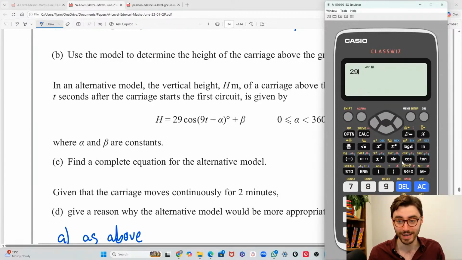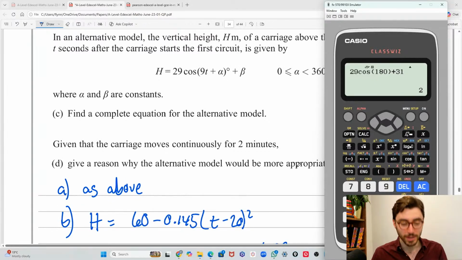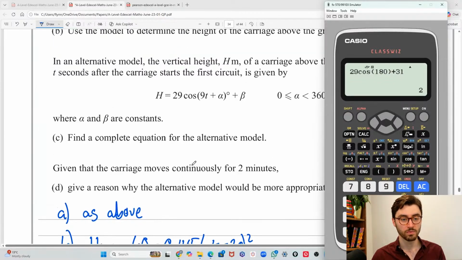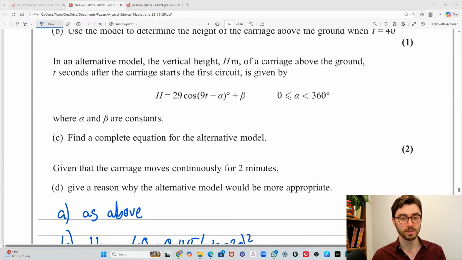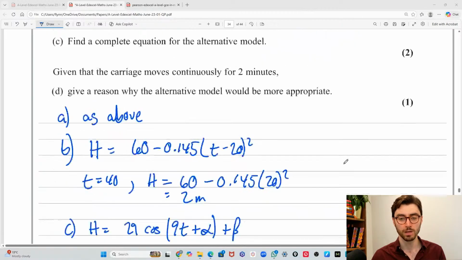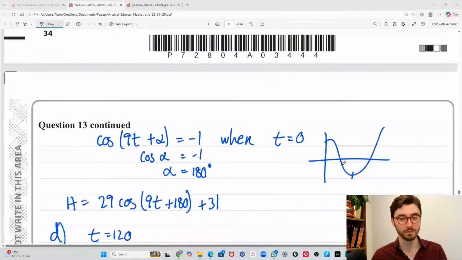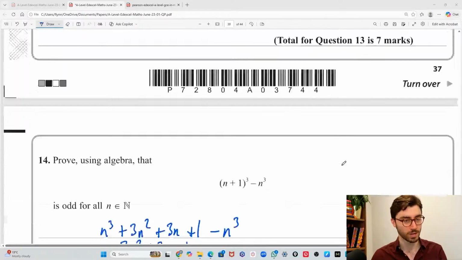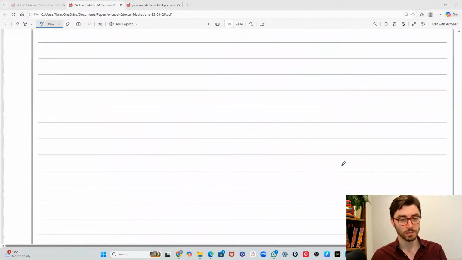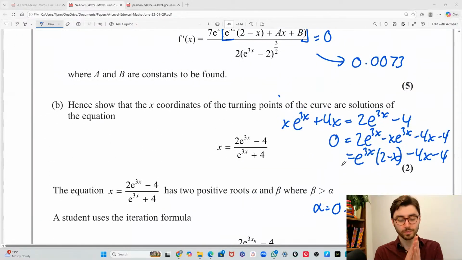Okay, so 29 cos of 9 times 0 is 0. I said alpha was 180, plus 31 equals 2. So it starts at 2. Great. And it gets up to 60. Great. So that's a good alternative model. Give a reason why, because the first model predicts that you will be a kilometer underground, which would be a very fun roller coaster. So here, prove that. I did prove that. Great. The end.